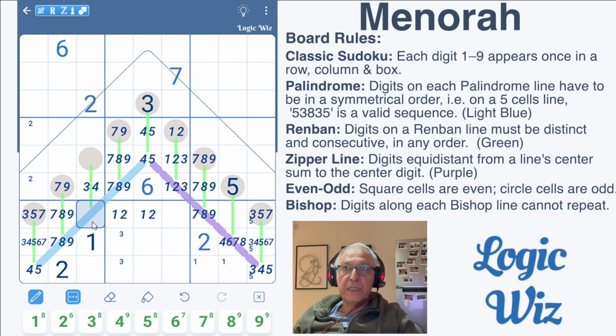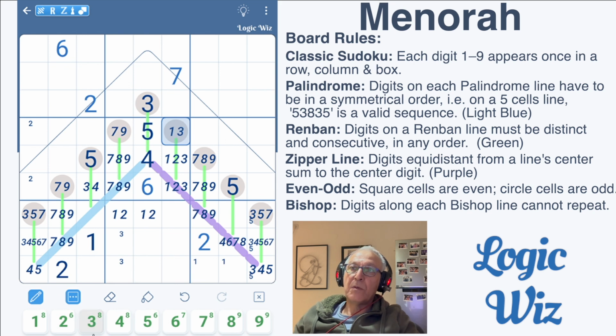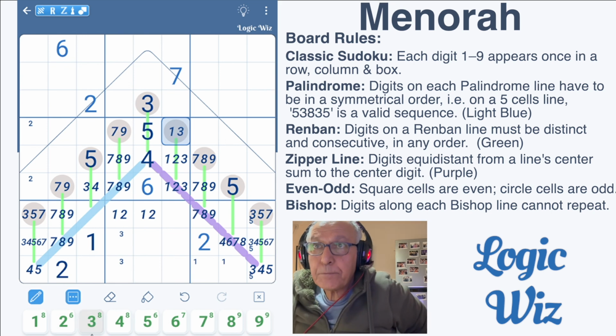Now it cannot be here because 5 must be here. We said the minimum digit is 3 here on this Renban, the maximum digit is 7. 5 must be in every consecutive sequence. So no 5 here, no 5 here. This must be a 5. Now this one is a 4. This one is a 5, and here I see I did a mistake. It's not a 2, it's a 3. Excuse me.